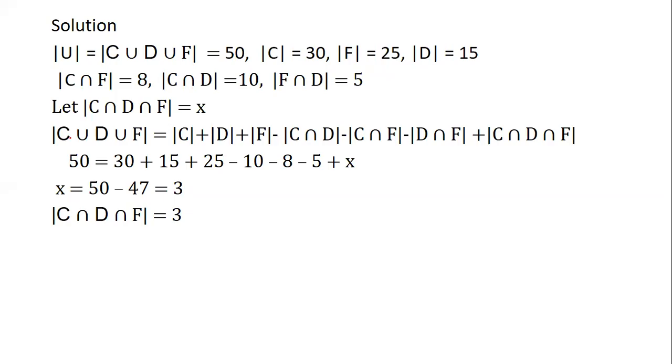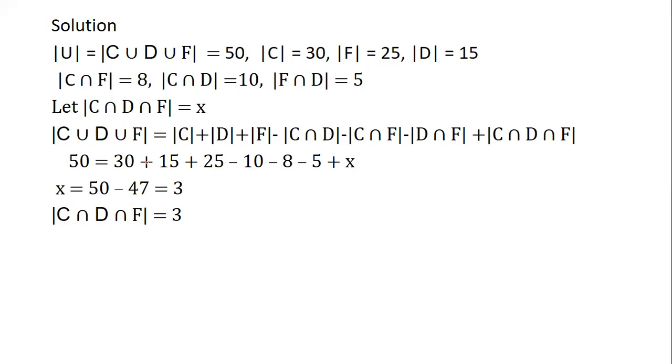So the number of C union D union F will be equal to the number of C plus the number of D plus the number of F, minus the number of C into D, minus C into F, minus D into F. Then plus those for all the 3 courses, C into D into F. So we just do our substitution. So we have 50 here equal to 30 plus 15 plus 25 minus 10 minus 8 minus 5, now plus x.